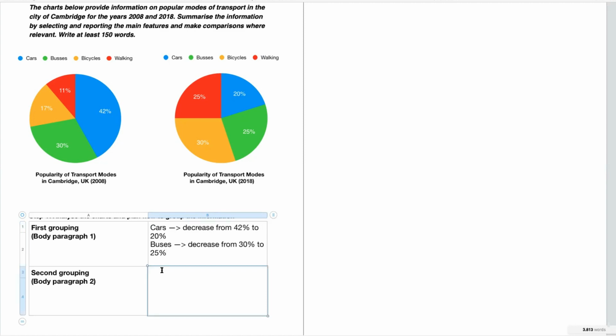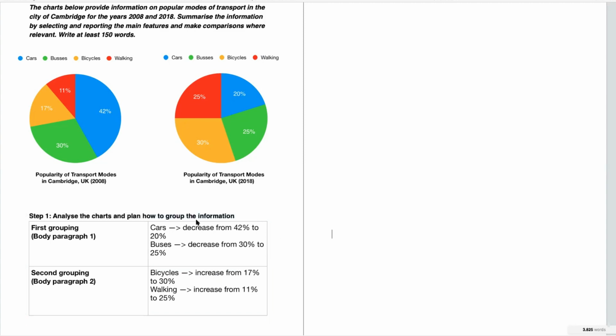And that leaves the second grouping with this red and orange, so walking and bicycles. So I've got here bicycles, and that has increased from 17% to 30%. And then walking, we see that has also increased. So increased from 11% to 25%. And those are our two groupings. You see how one grouping is decreased and the second grouping has increased from 2008 to 2018.